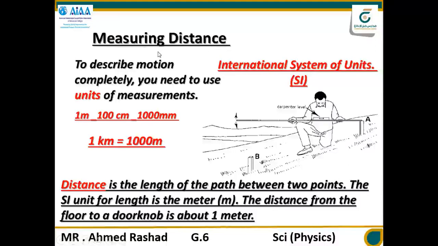So today in this lesson we talked about describing motion, the meaning of motion, relative motion, reference point, and measuring distance, and the main units in the International System of Units: meter, centimeter, millimeter, kilometer, and distance. What is the meaning of distance? That's describing the motion completely.